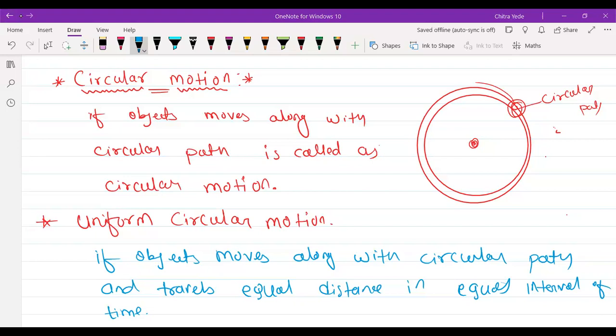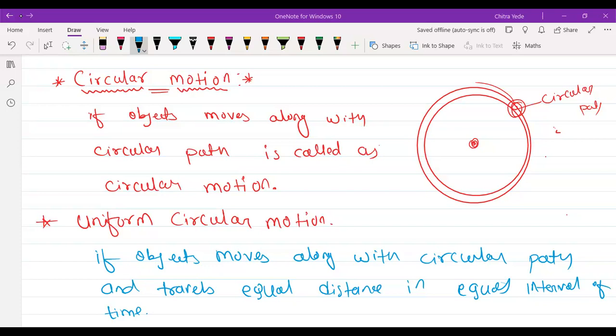Is the screen visible clearly now? Circular motion means the object moves along the circular path. A circular path must have a circumference and a center, right? So if any object is moving along the circular path, that means it is a circular motion, because it is changing position.